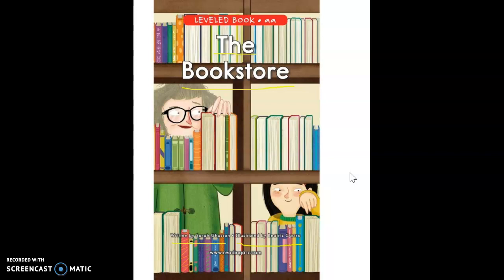Scholars, when I say nonfiction means, I would like you to say about real things or not made up. Are you ready? Okay. Nonfiction means... Good job. Nonfiction means about real things or not made up.